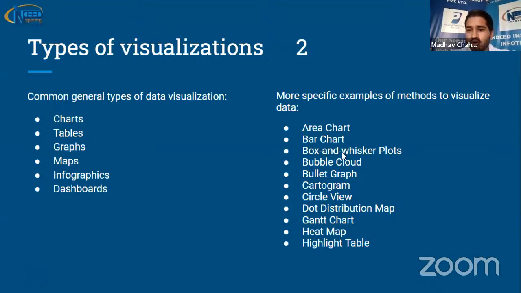In this, we can include box and whisker plots, bubble cloud. For graphs, we have a bullet graph, cartogram, circle view. Then in maps, we have a dot distribution map, Gantt chart. In infographics, we have heat map, and in dashboard, we have highlight table. So in this way, these are general types of data visualization, and on the right side, we can see more specific examples of using the data visualization techniques.